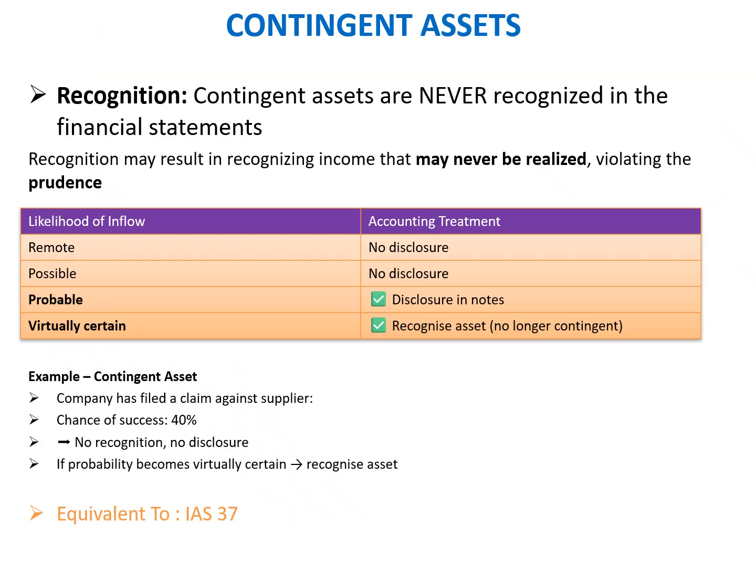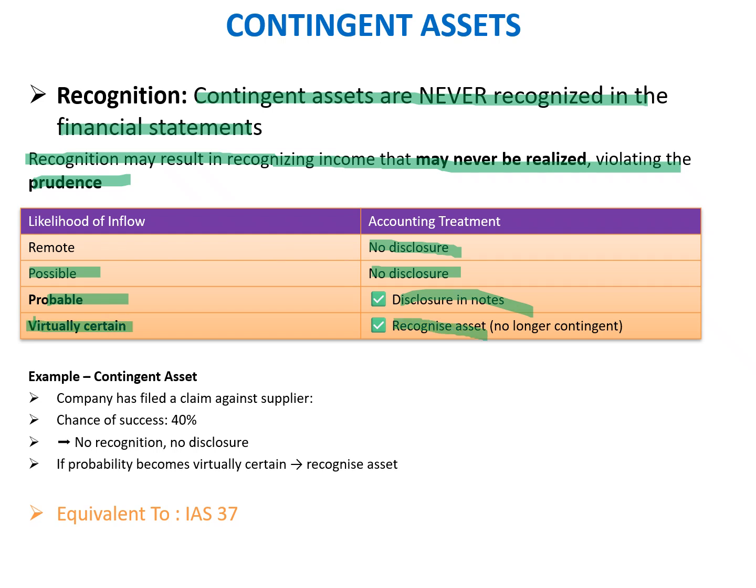Okay, now we'll quickly talk about contingent assets. Contingent assets are never recognized in the financial statements because it goes against the concept of conservatism. Recognition may result in recognizing income that may never be realized, violating prudence. So when we're talking about contingent assets, if it is remote, there is no disclosure. If it is possible, again there is no disclosure. If probable, then disclosure in the notes. And if virtually certain, which means we have a certainty that we are going to get that amount, then we have to recognize it as an asset, which means it is no longer contingent. So this is a thumb rule that we have to follow for a contingent asset.